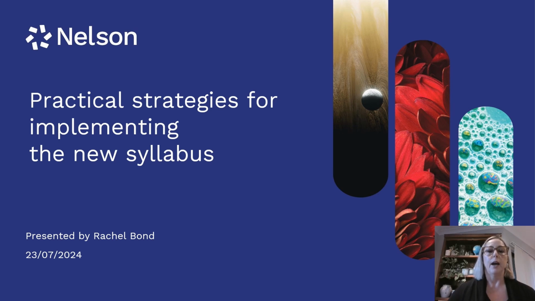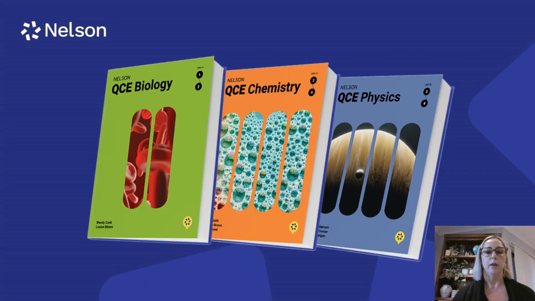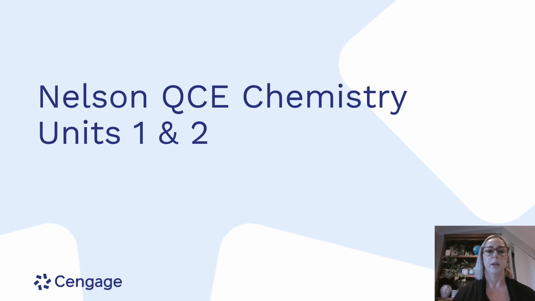So we're going to be looking at some strategies for implementing the new syllabus in Year 11 next year and then moving on to Year 12 in 2026. Here is a quick overview of the suite of Nelson texts that are going to be available: biology, chemistry and physics. The Unit 1 and 2 texts will be available for the start of 2025, and the Year 12 text will be available shortly thereafter. Here's a look over the Nelson QCE Chemistry units for Units 1 and 2.